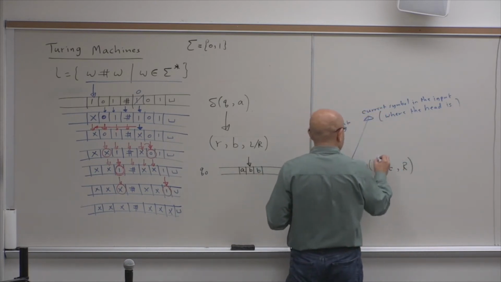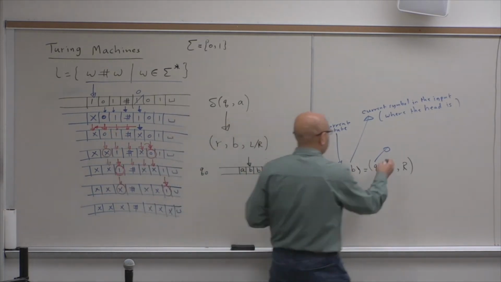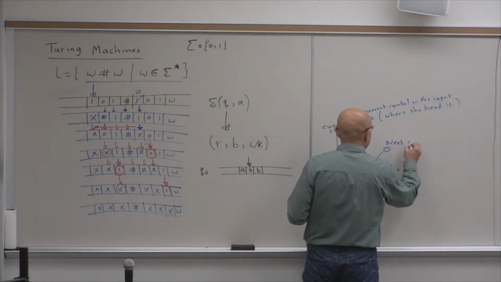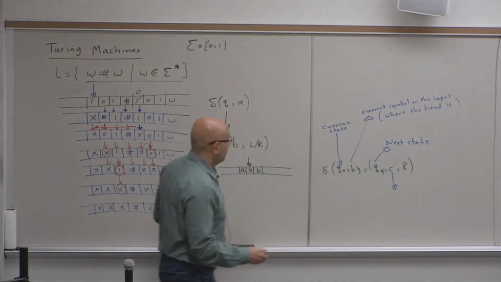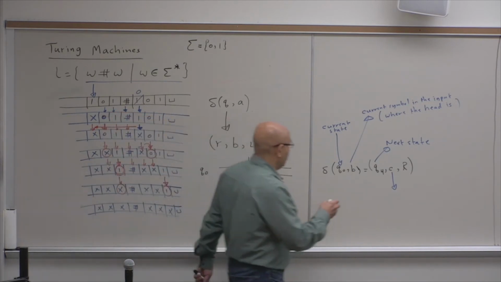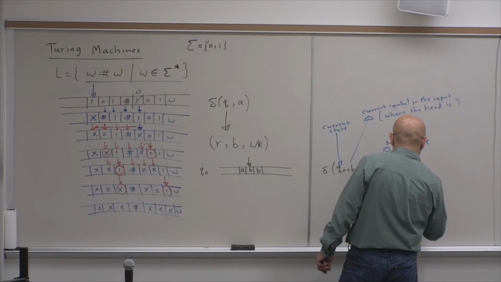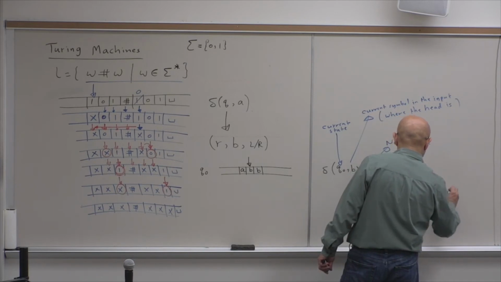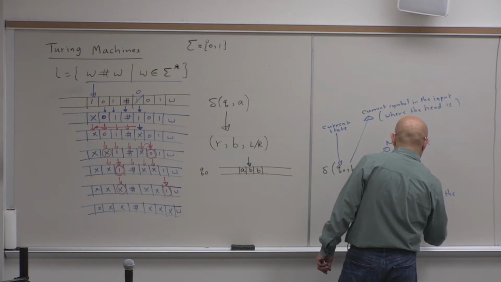And this Q4 is going to be the next state. What's this C? This is what to replace the current symbol with.